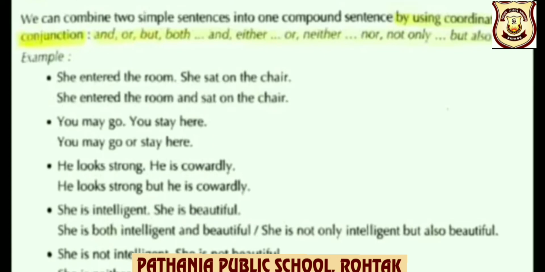For example, she entered the room, she sat on the chair. She entered the room and sat on the chair. So you can see, children, here two independent clauses, that is two subjects and two verbs, and a coordinating conjunction has been used to combine these two sentences. You may go, you stay here. You may go or stay here.